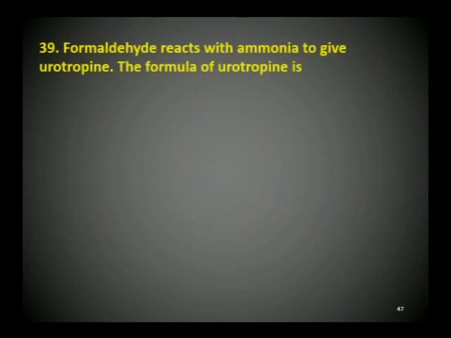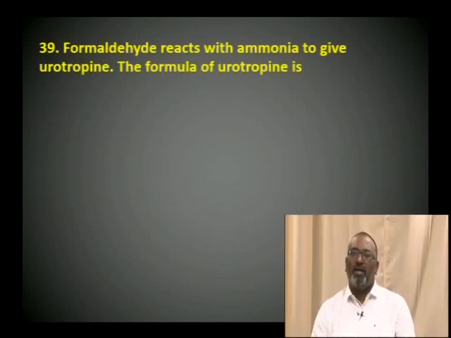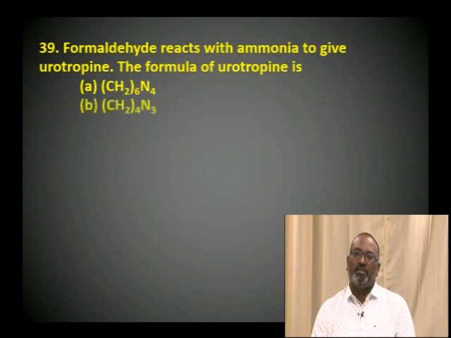Question number 39. Formaldehyde reacts with ammonia to give urotropine. The formula of urotropine is: CH2 6 times N4, CH2 4 times N3, CH2 6 times N6, CH2 thrice N3.